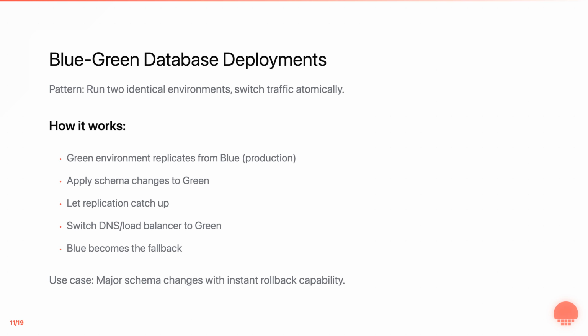Blue-green deployments are the gold standard when you need an instant escape hatch. You're running two complete environments. Green is shadowing blue through replication. You apply your schema changes there, let it catch up, then flip the switch. Traffic moves atomically. If something breaks, you switch back in seconds, not hours.